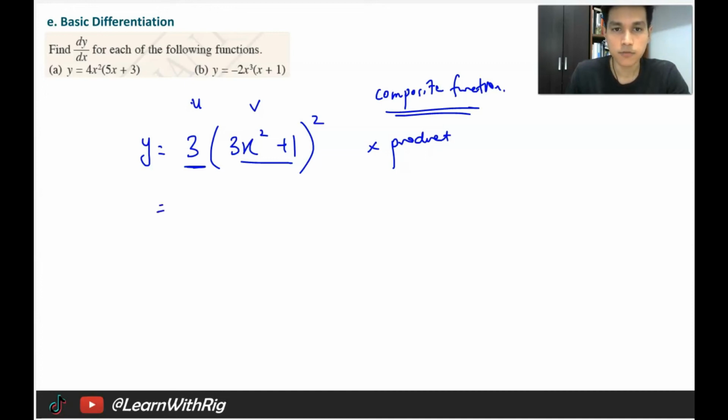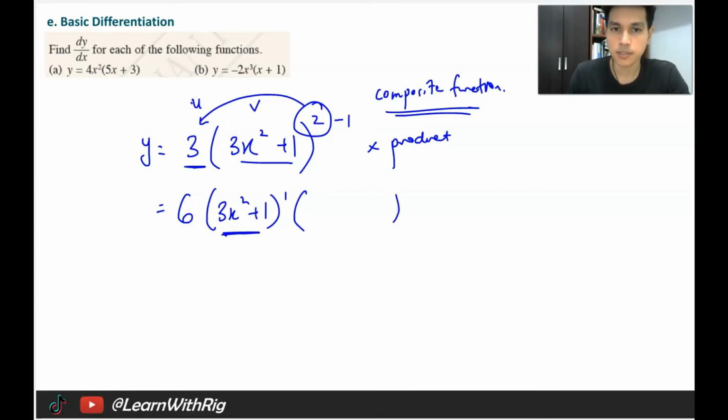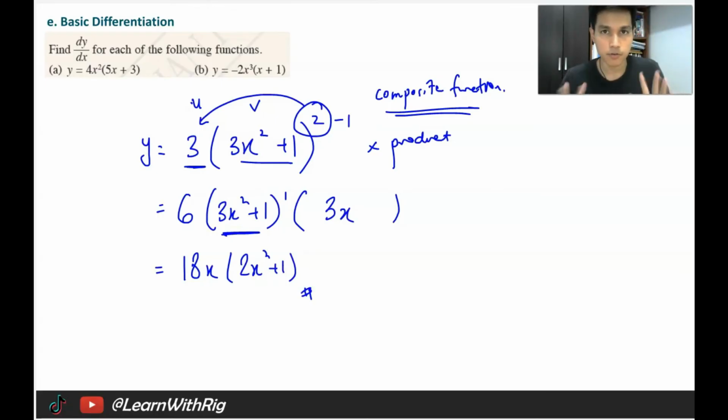Composite function rule means you take this power, multiply the front here, so you get 6, power minus 1, so you write 3x squared plus 1 to the power 1. And then the second bracket here is differentiate what is inside, so you get 3x. That's it. So you can simplify, you get 18x(3x squared plus 1). This is your answer.